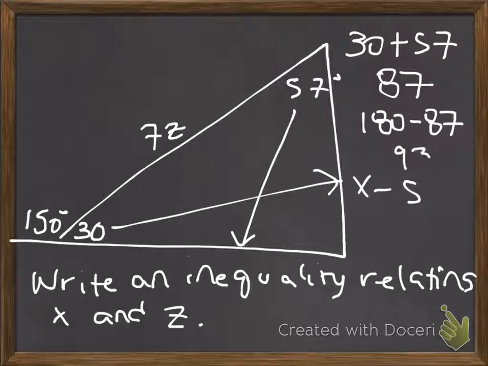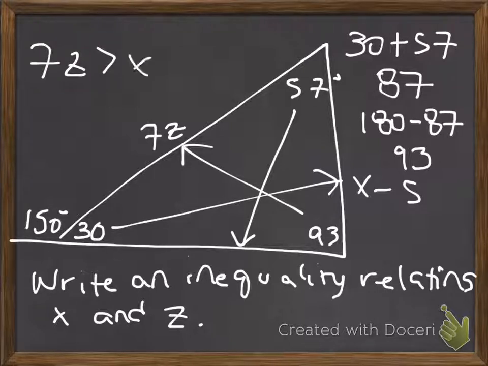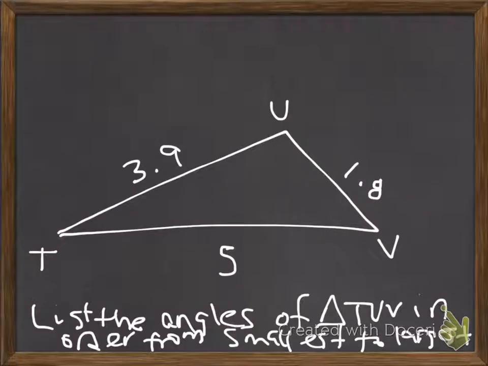We're going to get 93. This is 93. So we're going to say that 7z is greater than x minus 5, based on the fact that it's across from the greater angle. Here we're just listing the angles in order from smallest to largest.